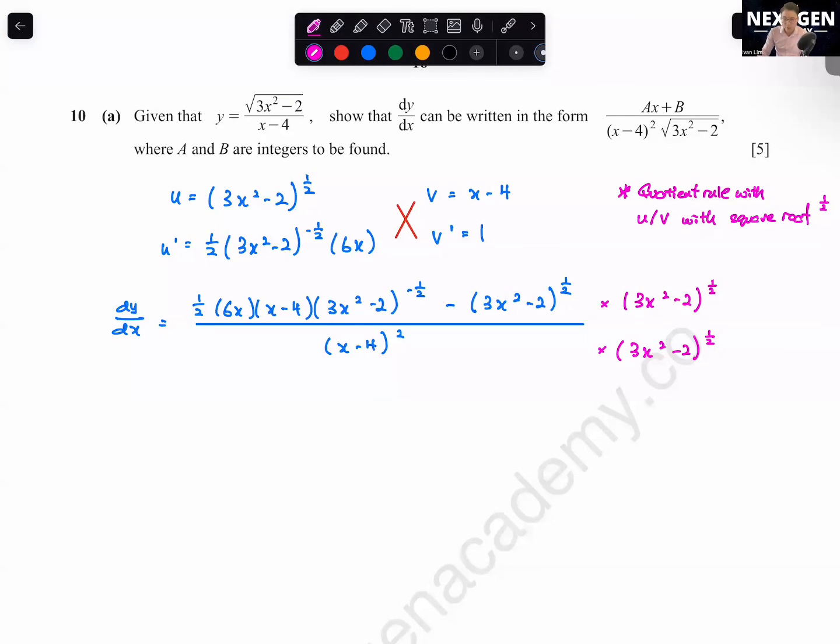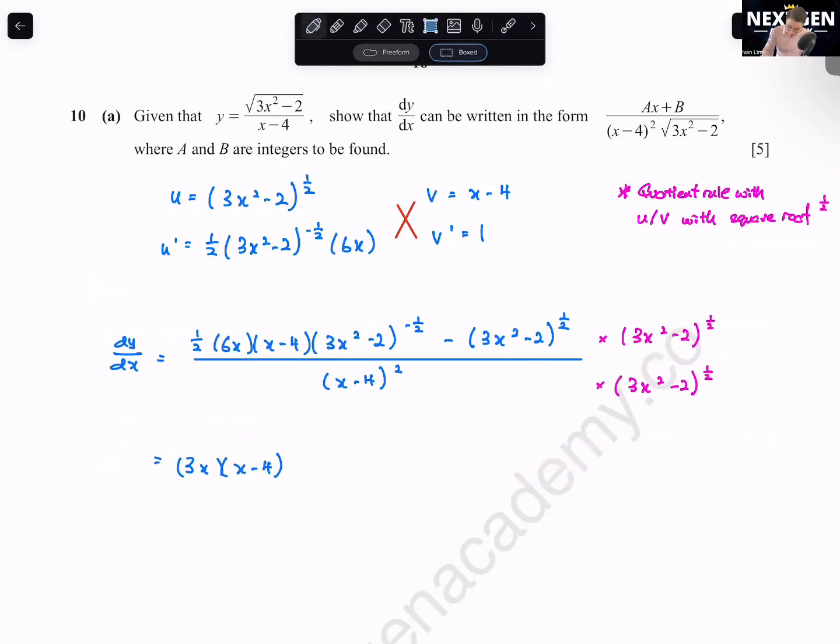Okay, so what will happen over here? So yeah, I will open up all this bracket here also. We do it simultaneously. Here will become 3x, x minus 4. Okay, this one, what does it become? 3x squared minus 2 to the power of negative 1/2 times 3x squared minus 2 to the power of 1/2. So in your mind, this is what you can simplify it when you calculate it. Just think of it like that.